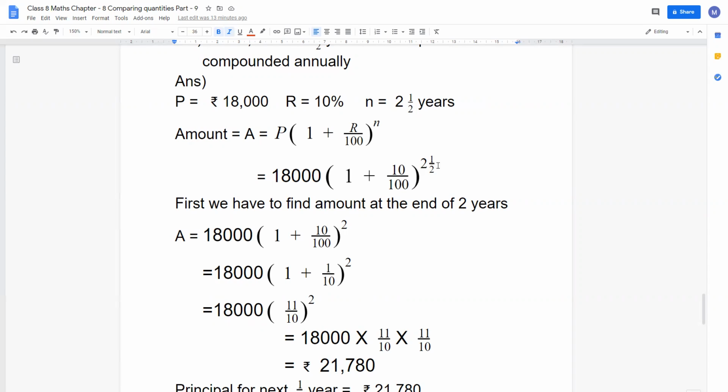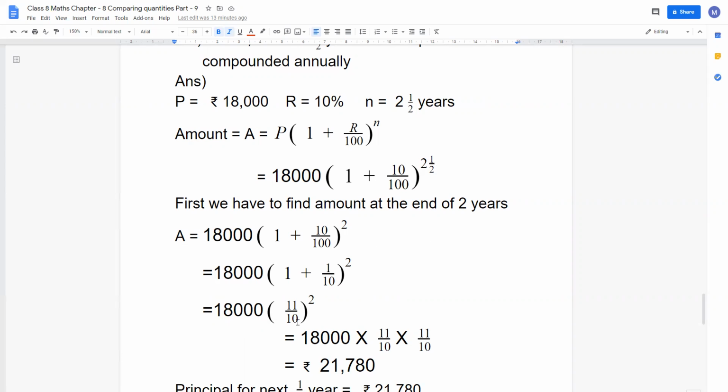You understood? So half we will do after this again. So whole square. So 10 upon 100, the 0 can be cut. It becomes 1 upon 10. So 18,000 multiplied by 1 plus 1 upon 10 the whole square. Now bracket simplifying, it will become 11 upon 10.